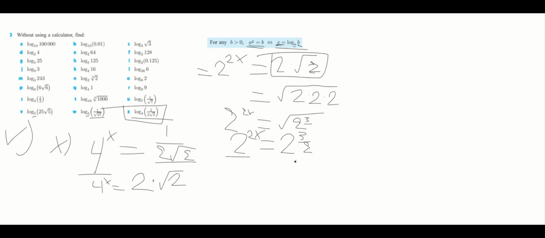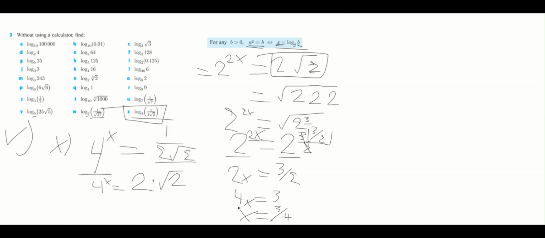Because the bases are the same, we can get rid of them, so we can say 2x equals 3 over 2. Right? Because again, this looks terrible, but it's a power. It's the power of 3 over 2. So we got rid of the bases, and we have 2x equals 3 over 2. And this is easy to solve for here, so we're going to multiply both sides by 2, get rid of the division. So 4x equals 3. So x equals 3 over 4.